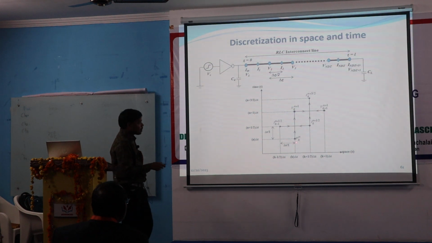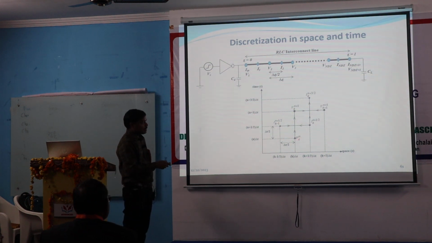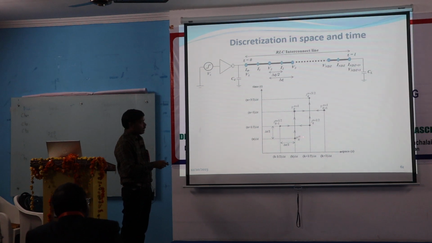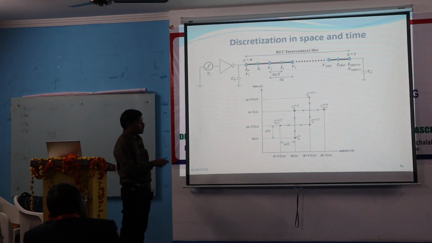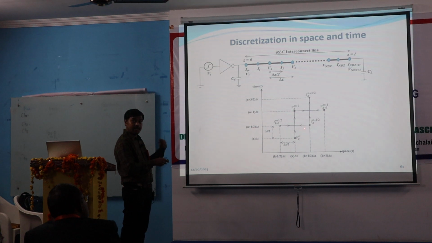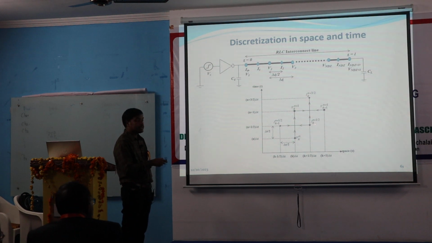For example, if you are measuring V_k^n, then I_k should be measured here, not at the same time. After some time, after some space. This k is different and this k is different.